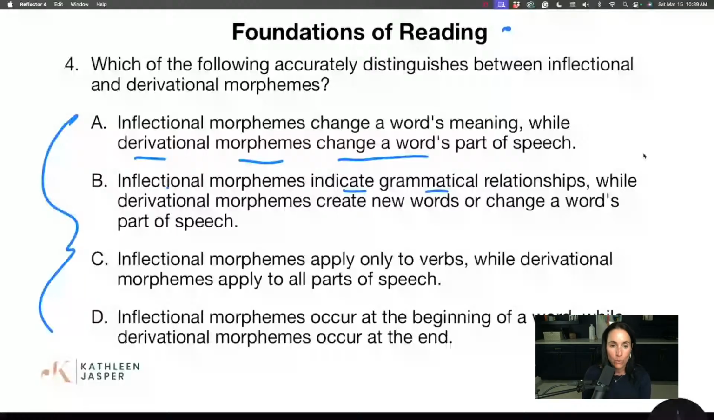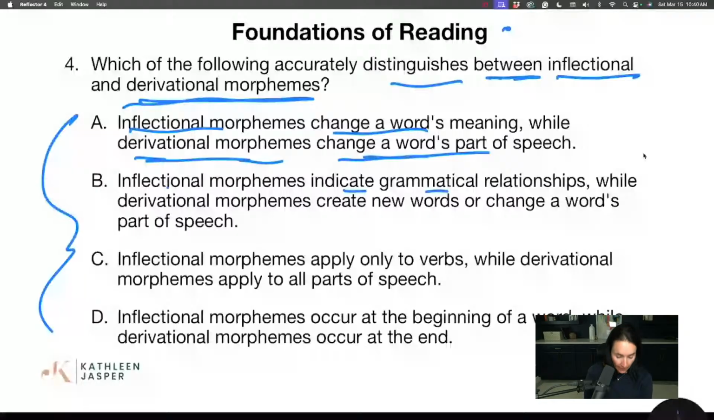So this is one where I can't really eliminate based on good words, bad words, but here's another strategy with testing. Sometimes you'll get answers like this where they're talking about two things. In this case, they're talking about distinguishing between inflectional morphemes and derivational morphemes. They'll say inflectional morphemes do this while derivational morphemes do that, and then they'll flip it. And the next one will be a mix and matching of the same thing. So this is where we can eliminate things, but you have to understand what inflectional morphemes and derivational morphemes are. And that's what I'm going to show you right now.